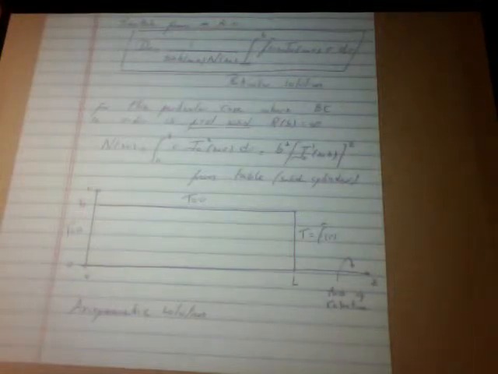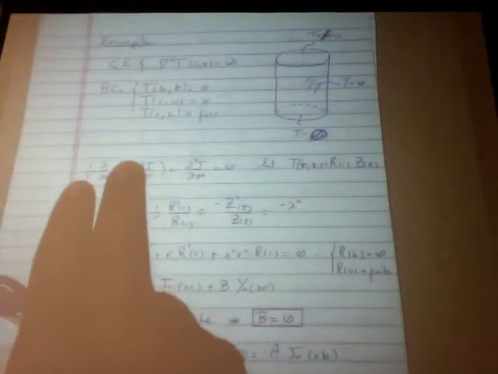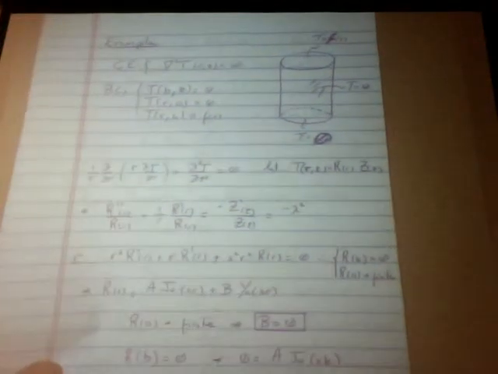Although it looks like a rectangle, it's not a Cartesian problem because the equation is different. The equation obviously looks different than the Laplace equation in Cartesian coordinates. The equation looks like this. If this was a rectangle in Cartesian coordinates where this is x and this is y, then the equation would just look like that, without this r and this r.